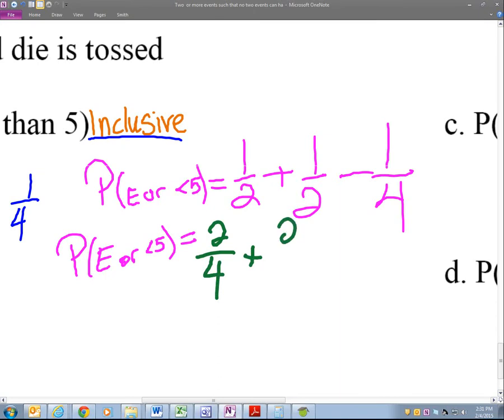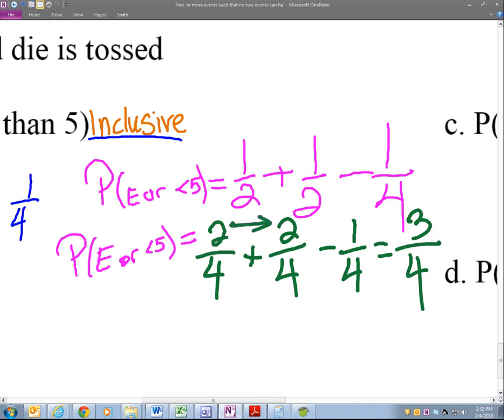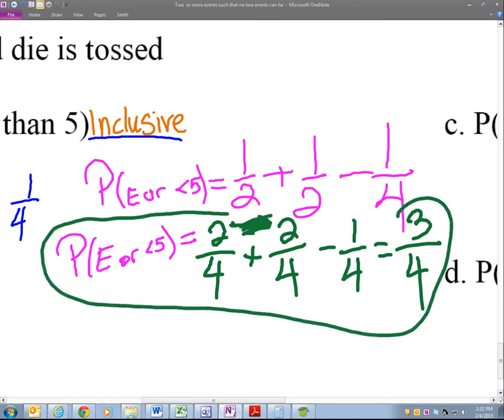2/4, because these are just equivalent fractions of the exact same thing that's above it, minus 1/4. Now I have common denominators, so I just add the numerators or subtract, whatever's going on there. So Lainey, what is it going to be? That is going to be 3/4, because I have 2 plus 2 minus 1, which is 3. I'm going to circle this. That's as long as any of these are going to take you.